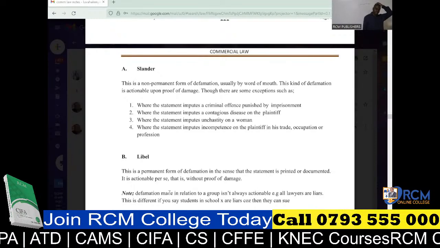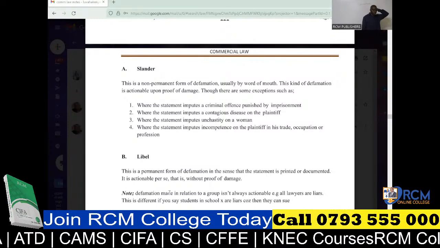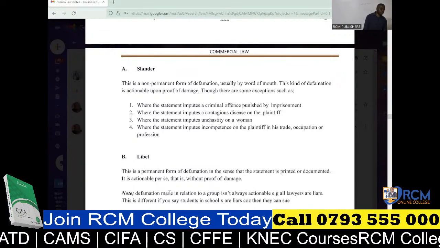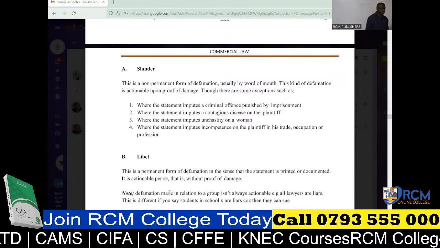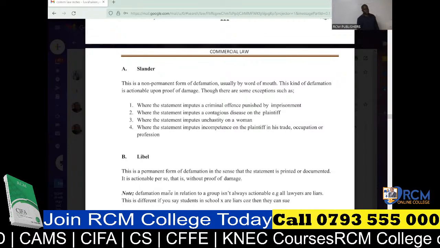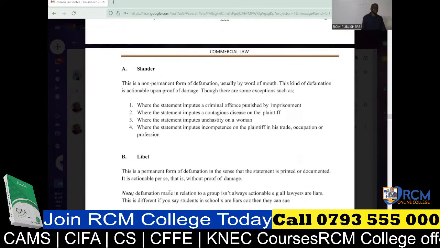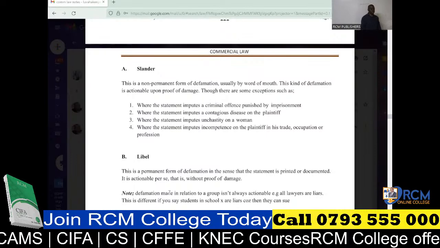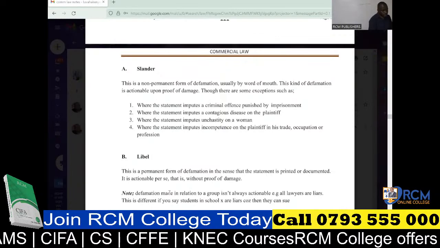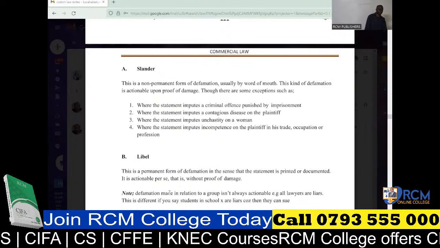So libel. This one is defamation in a permanent form, for example, in publications, maybe newspapers or magazines, so it remains permanent for a number of years. So this is a permanent form of defamation in the sense that the statement is printed or documented. It is actionable the way it appears, that is, without any proof of damage. So for libel, you don't have to prove damage, just like in the four scenarios we've seen under slander. Once it has been made, you don't have to prove the damages because it is in a permanent form. And of course, reference can be made to the evidence that led to that particular defamation having been committed.